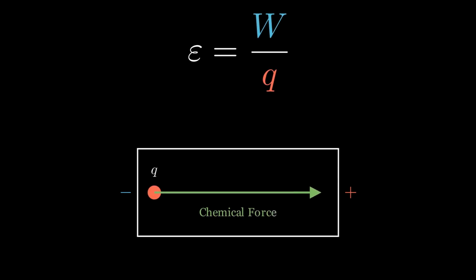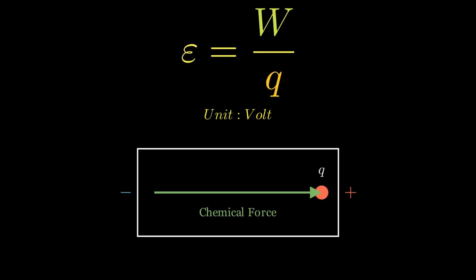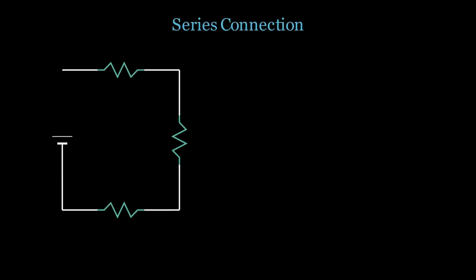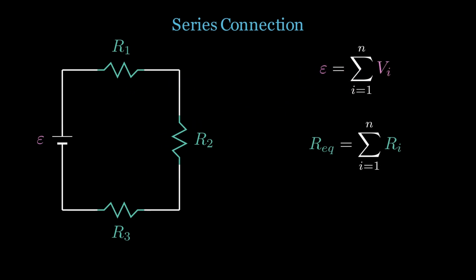The work done in moving a charge from one terminal to the other is the electromotive force, equivalent to the work done divided by the charge. This unit, as we know, is equivalent to the volt. To continue our discussion on circuits, we must differentiate between two scenarios: parallel connections and series connections. If resistors are connected in series, we find the voltages of the resistors add up to the EMF of the source. Additionally, the total resistance is the sum of the resistances in each resistor.